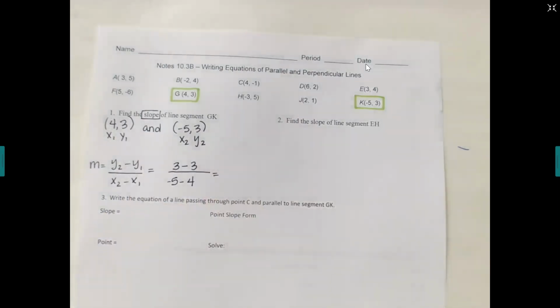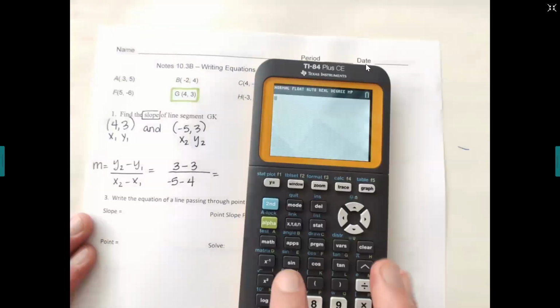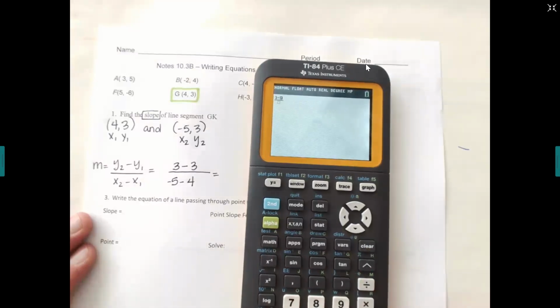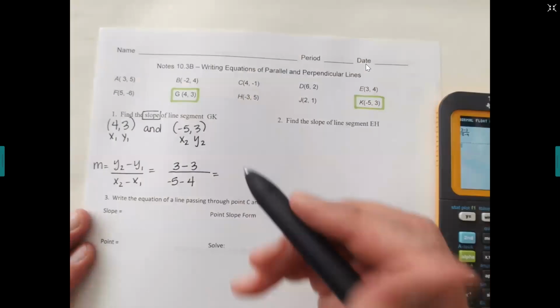Then from here, we're going to type that into the calculator. Remember that to open the pretty fraction, you're going to push alpha link. So it's this one here, link here. And I'm putting 3 minus 3 over -5 minus 4. So in that case, my slope comes out to 0.